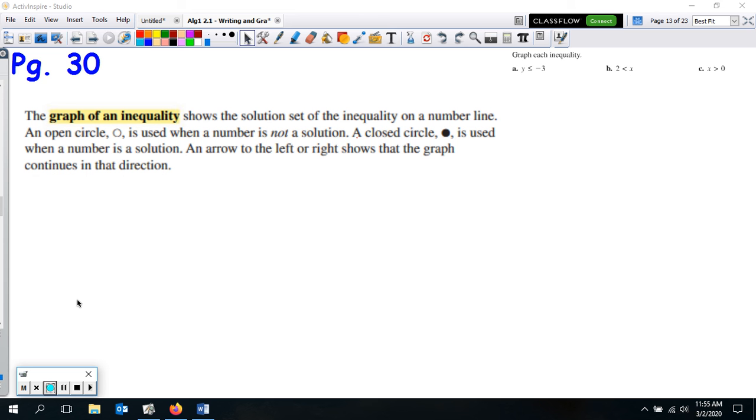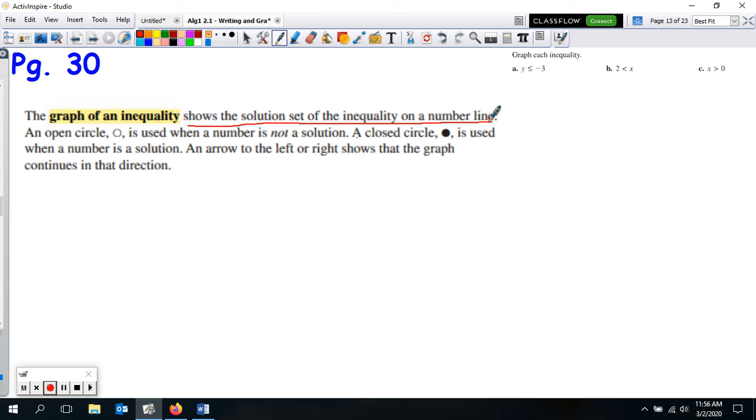All right, so back on page 30 for our last vocabulary for this lesson, it just says here the graph of an inequality. What is it? When we talk about a graph of an inequality, what it does is show the solution set of an inequality on a number line, and that's what you can write down. Graph of an inequality shows the solution set of an inequality on a number line.